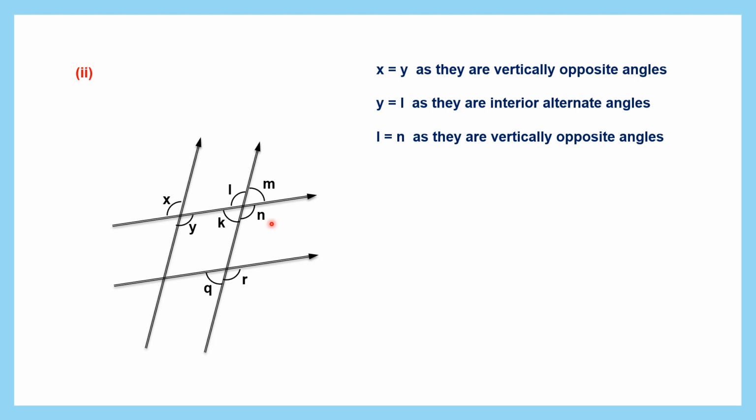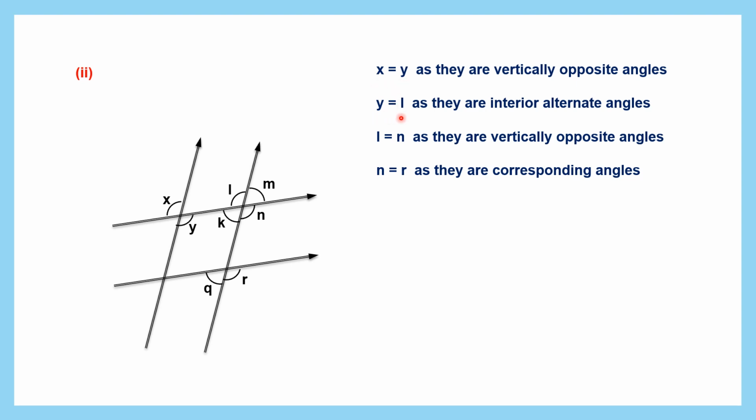Now let's take N and any other angle that is equal. Let's see what N is equal to. N is not equal to M, okay, because they are adjacent angles. N is not equal to K because they are also adjacent angles. They are next to each other. They will not be equal, but together they will add up to 180. Now let's take N and R. Now N and R are corresponding angles and corresponding angles are equal. So N is equal to R as they are corresponding angles. So can you see this connection? X is equal to Y.